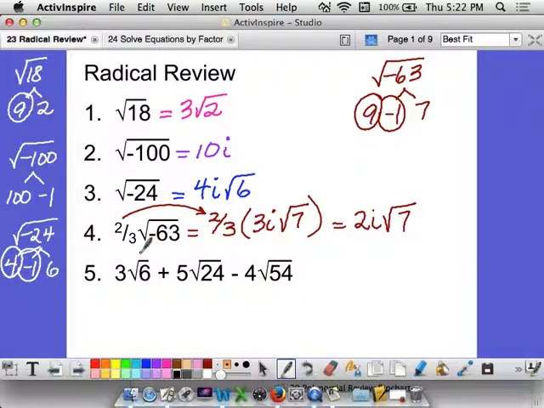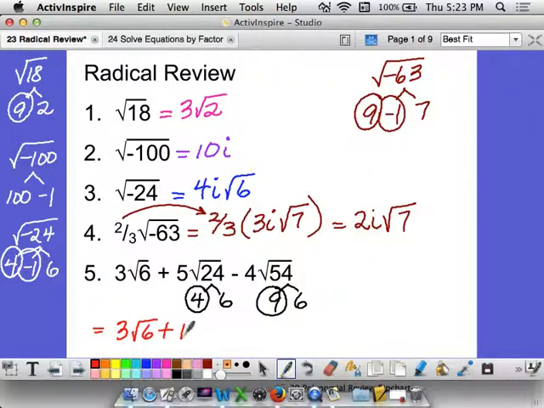3 square roots of 6, 6 doesn't have a perfect square. In 24, we have a perfect square. This is 4 times 6. I know the square root of 4. In 54, we have a perfect square. This is 9 times 6. I know the square root of 9. So when we rewrite what we have down here, we end up with 3 square roots of 6 plus 2 times 5 is 10 square roots of 6 minus 3 times 4 is 12 square roots of 6.